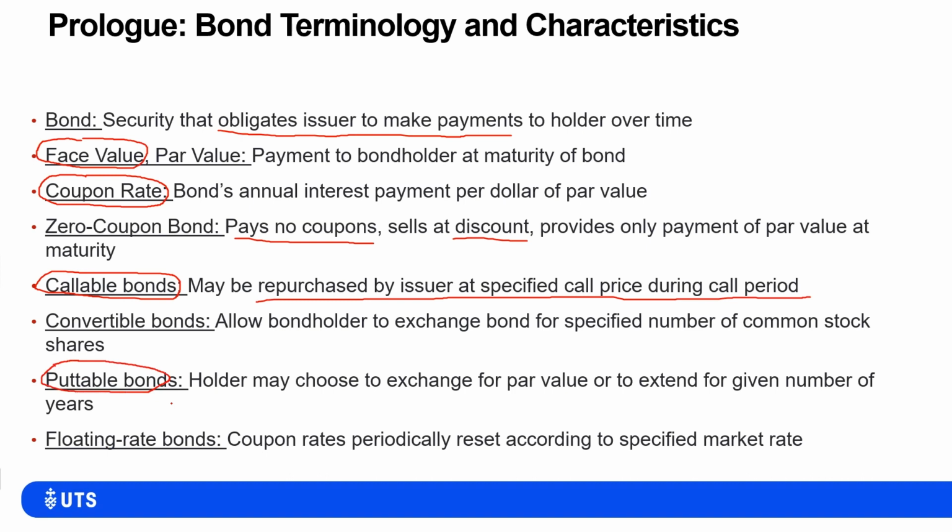Then let's move on to convertible bonds. Convertible bonds allow bondholders to exchange the bond for a specified number of common shares. So it has the features of both debt and equity. Now move on to floating rate bonds. What are floating rate bonds? Those are bonds whose coupon rates periodically reset according to a specified market rate.